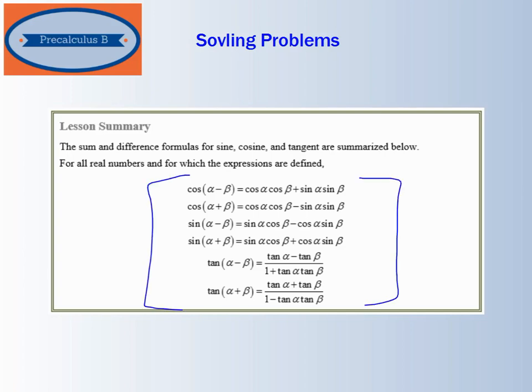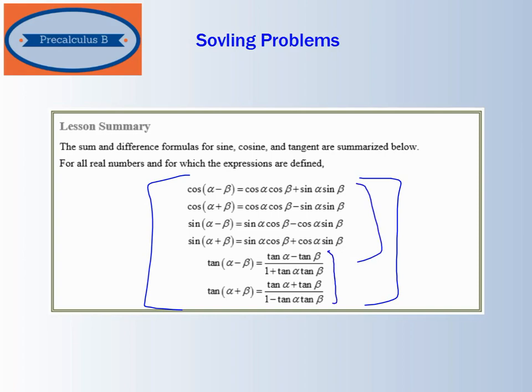All right, so we learned that the cosine of a minus b, or alpha minus beta, is cosine alpha cosine beta plus sine alpha sine beta. Cosine of alpha plus beta is cosine alpha cosine beta minus sine alpha sine beta. Sine of alpha minus beta is sine alpha cosine beta minus cosine alpha sine beta. Sine of alpha plus beta is sine alpha cosine beta plus cosine alpha sine beta. And I could just keep reading these. For tangent, you can see them here as well.